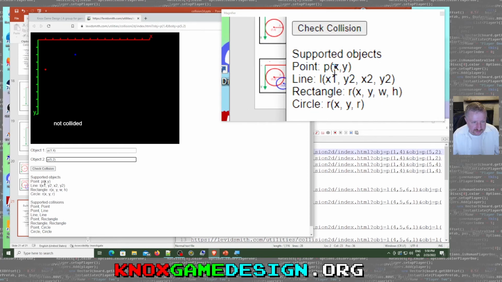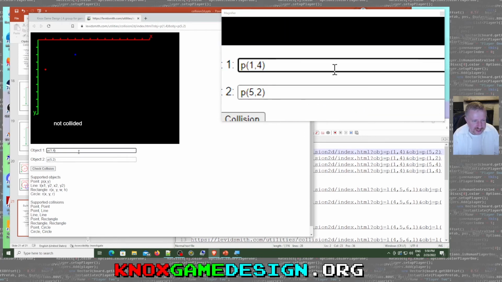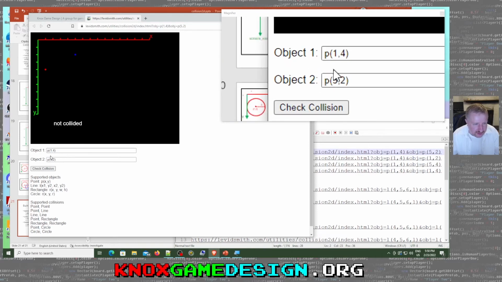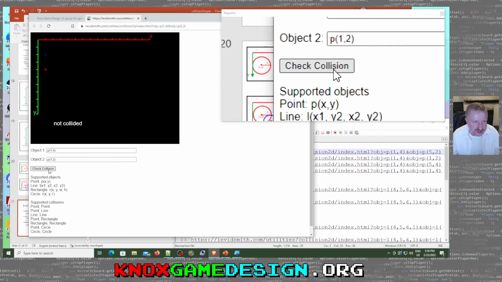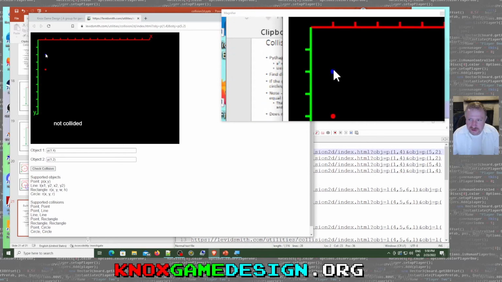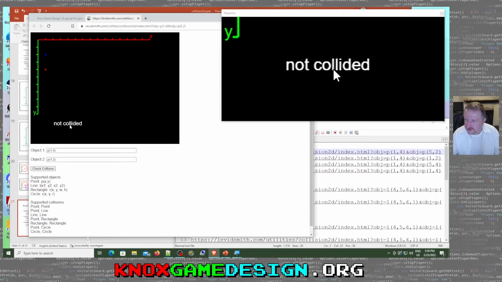You specify points with X and Y. So we've got 1, 4, 5, 2. But we could change this to 1, 4, 1, 2, and then press check collision. Then it's going to show where those 2 points are. Right here it's just going to say not collided. In a future version, I'd like to have it actually show you the calculations as well.